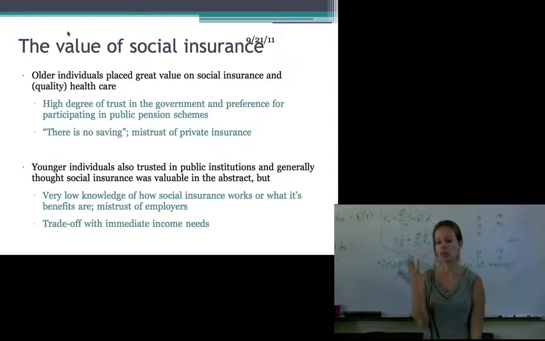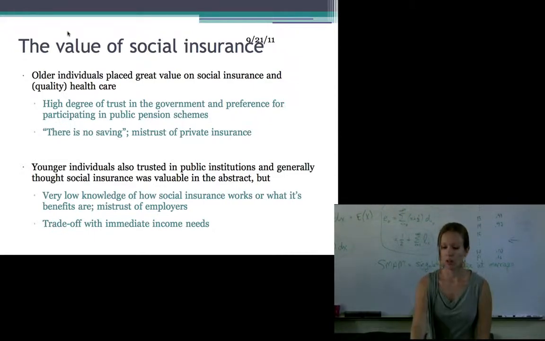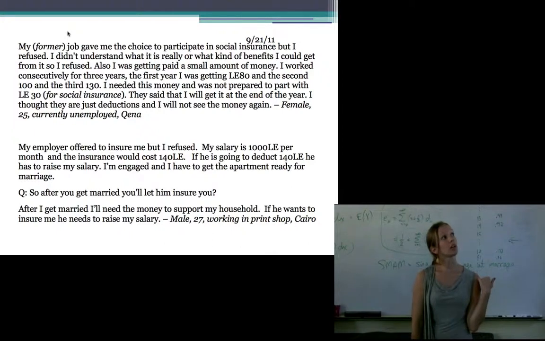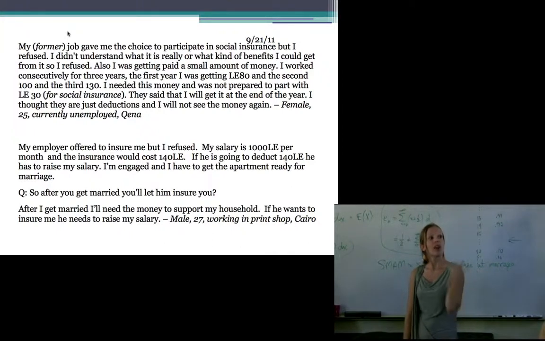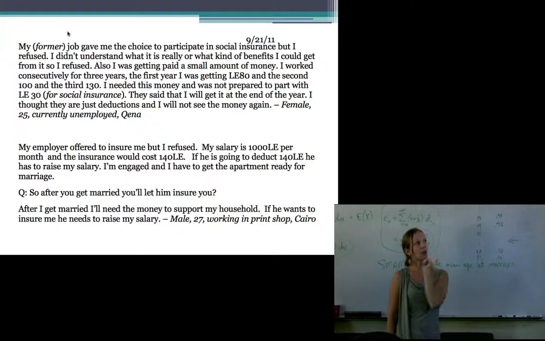And there was a lot of sense of a trade-off with immediate income needs. So these are two people who were working in the informal sector, had the option to insure, and rejected it. The first is a young woman who is currently unemployed, talking about her previous job, where she refused social insurance enrollment because she didn't understand what kind of benefits she could get from it. She was only being paid £130, and she felt like she needed this money. She said, I will get the money at the end of the year, but I thought they're just deductions and I won't see the money again. Right? So this is a lack of knowledge issue.